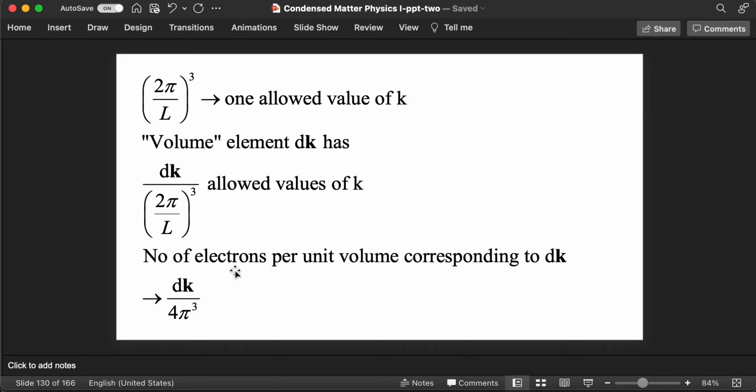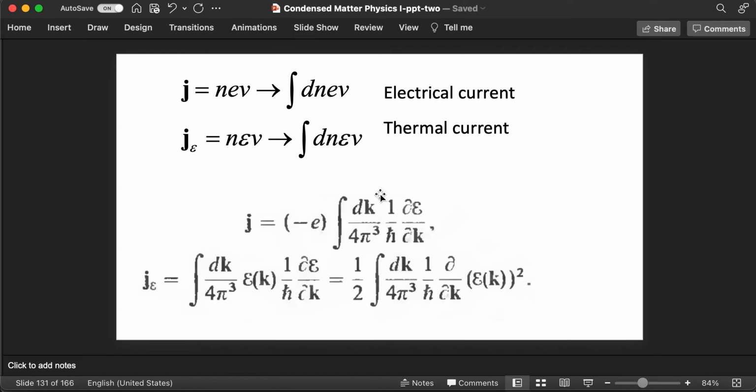dn is the number of electrons per unit volume corresponding to dk. So that dn basically is this dk by 4 pi cubed, and then you have the expressions for the velocity plugged in, and again for the energy and the velocity I can rewrite that as this. So now there's something interesting here. This integration you need to do just over the Brillouin zone, because all the relevant wave vectors are found inside the Brillouin zone, and you just need to integrate it over the Brillouin zone.